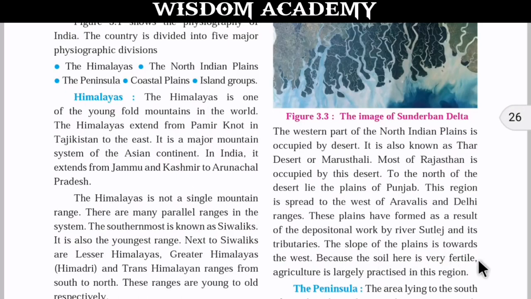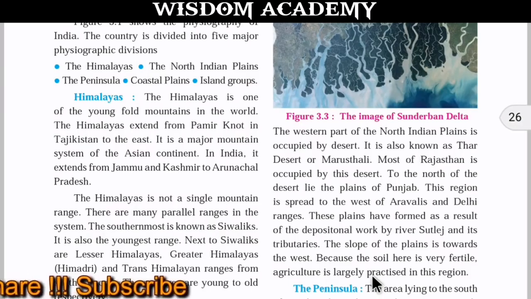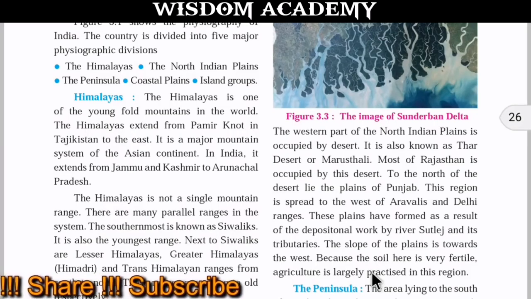Because the soil here is fertile, agriculture is largely done here and it is the most populated area in our country. Most agriculture happens in the plains: Ganga plain, Satluj plain, and Brahmaputra plain region. And because more agriculture is done, it is mostly a populated area in our country.